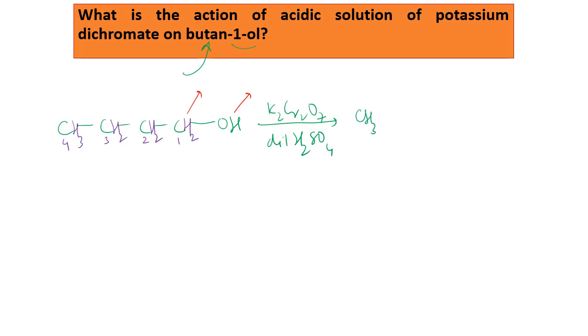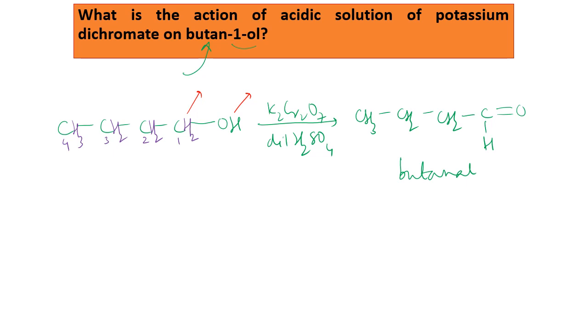That is CH3, CH2, CH2, and now carbon number 1 is left out with only one H because one has been removed by us, and oxygen is also without hydrogen, so that would be C double bond O. So what we are getting here is butanal, an aldehyde, right?